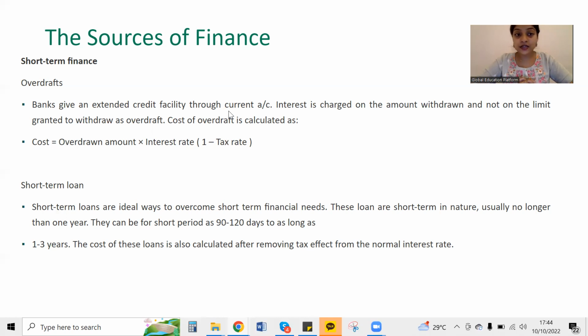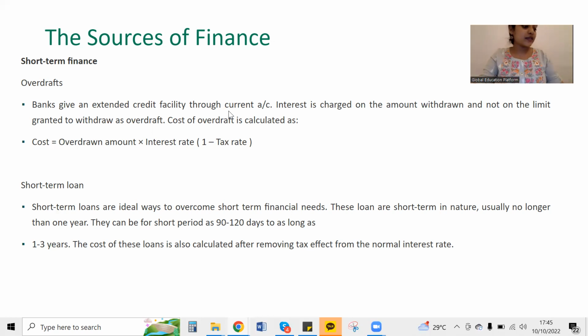The cost of overdraft is calculated as: cost equals overdrawn amount times the interest rate, and from one you deduct the interest rate. Okay, so this is how the calculation is done. However, this calculation we cannot guarantee because it differs from one bank to another. There would be certain things involved inside, so we cannot actually do the calculations ourselves. But of course, if calculations are asked to be done, this would be the standard format that you can follow. However, there will be certain changes from one bank to another. Okay, so this is basically what the overdraft is, right?